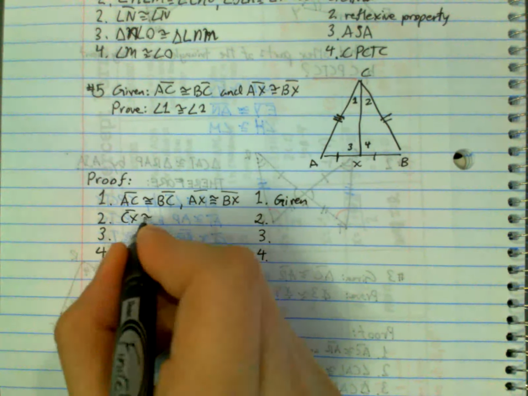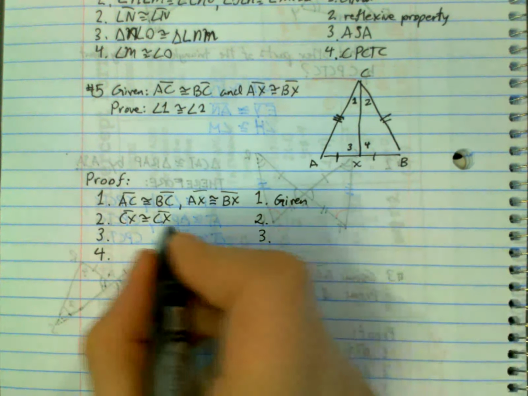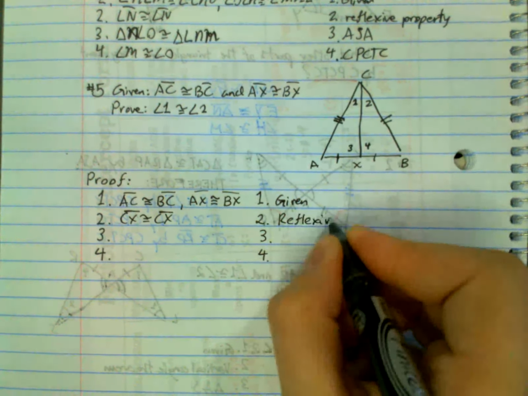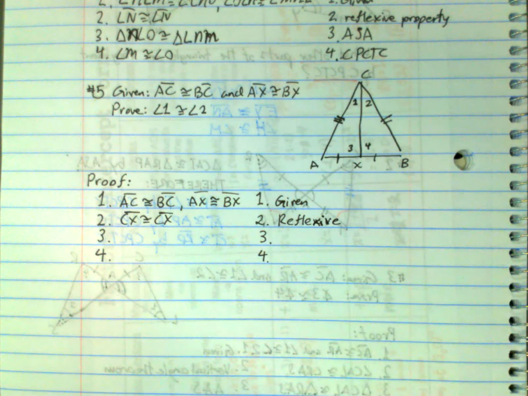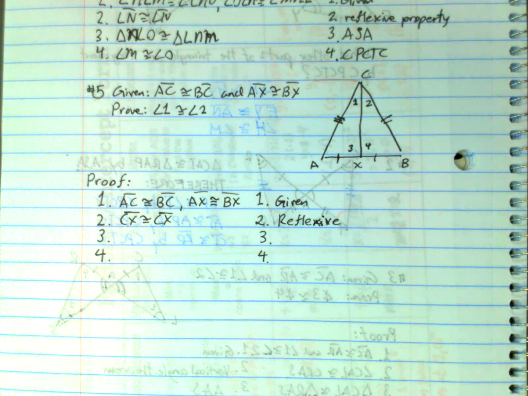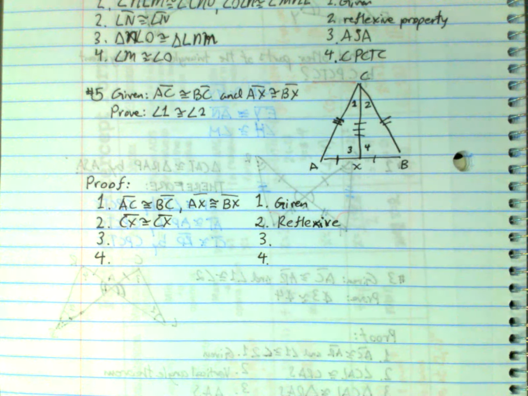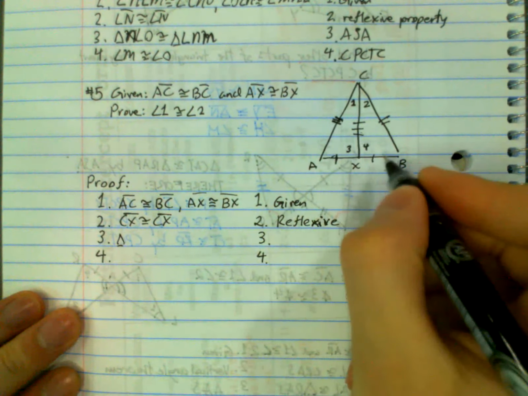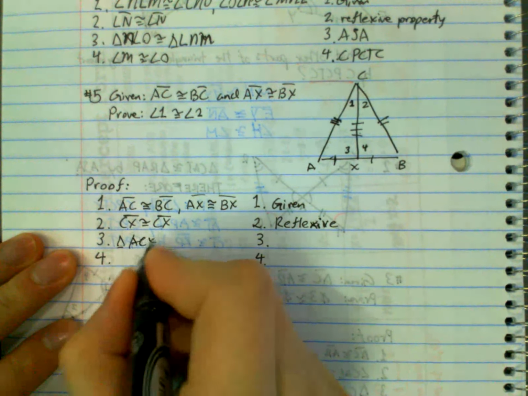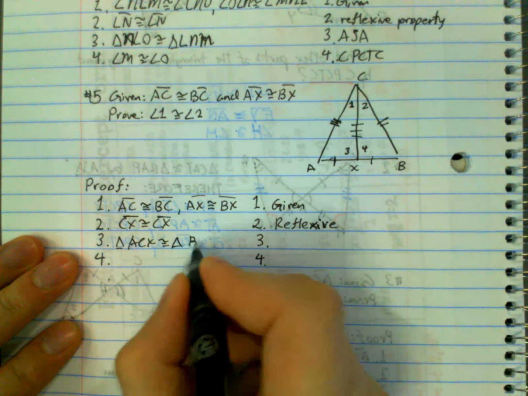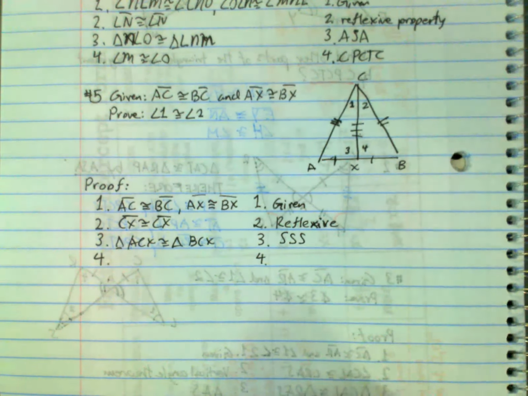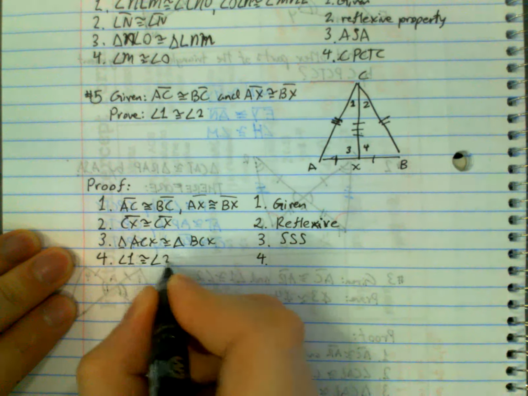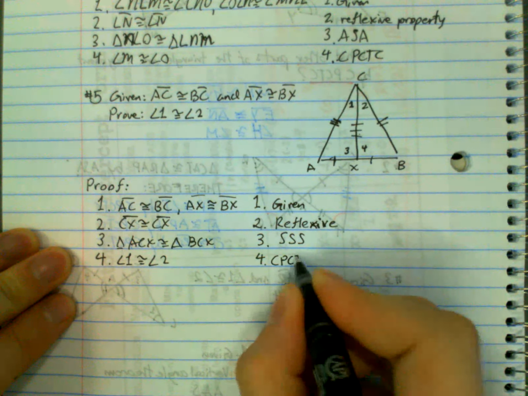So CX is congruent to CX. And 2 is reflexive. Okay? They're sharing this side. Since that's the case, that means we can say that triangle ACX is congruent to triangle BCX by side-side-side. And since we know that that triangle is congruent to the other triangle, we can say that angle 1 is indeed congruent to angle 2 by corresponding parts of congruent triangles are congruent.